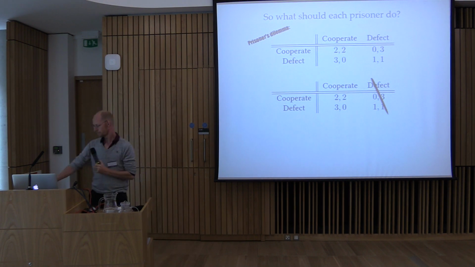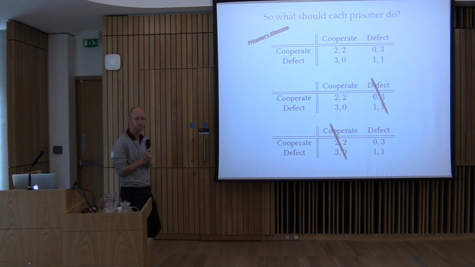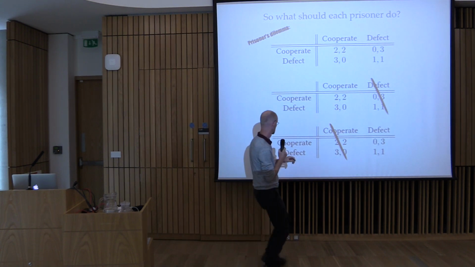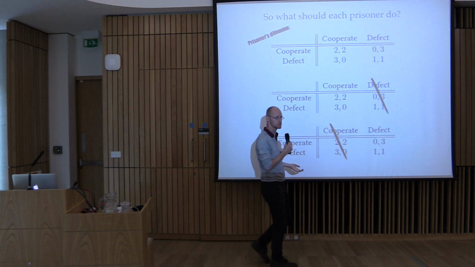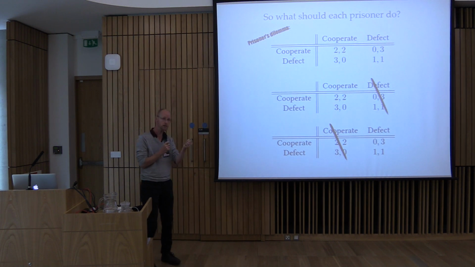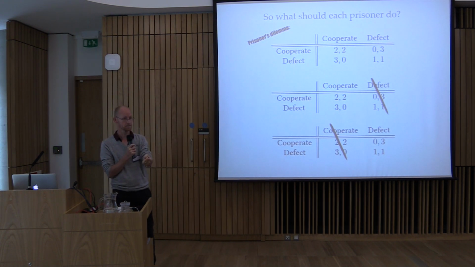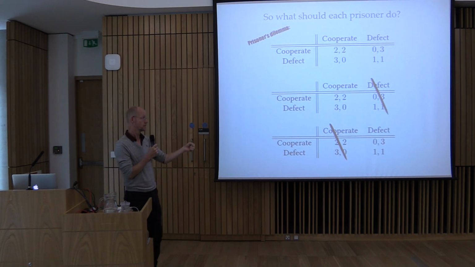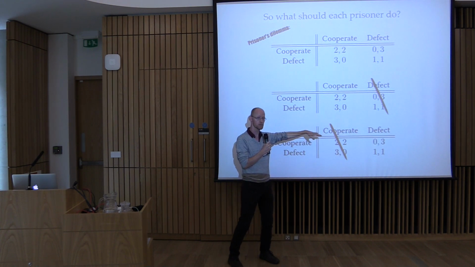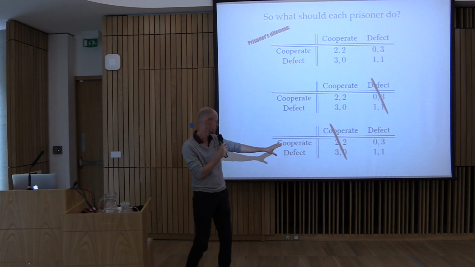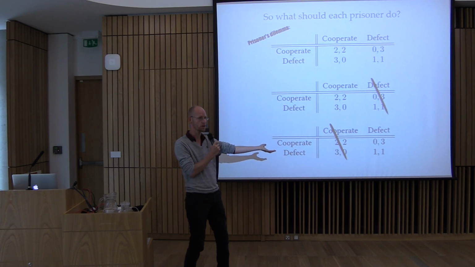But what if the other defects? What should you do? Again, you compare those two numbers, 0 versus 1. Of course, what you should do is defect. So whatever the other does, you defect. This is the case for the row player, but for the column player it's exactly the same, because the game is a symmetric game here. The numbers are exactly the same. So for both players, it's rational, and only rational, to defect here.